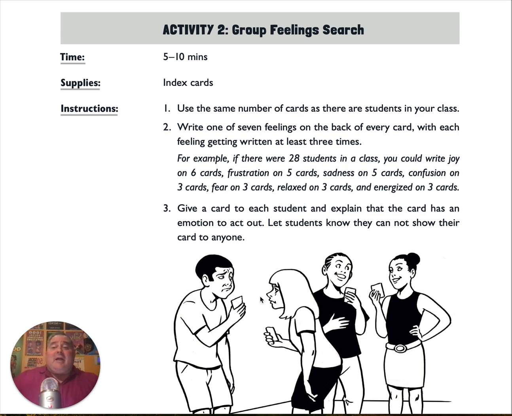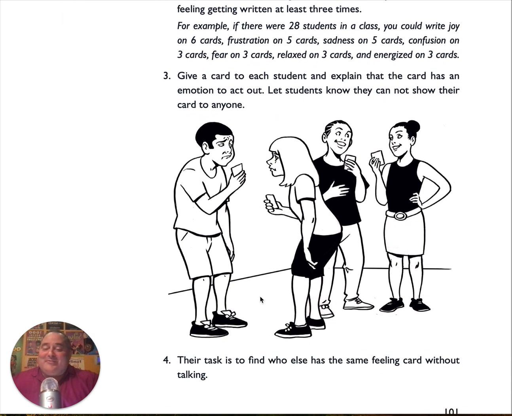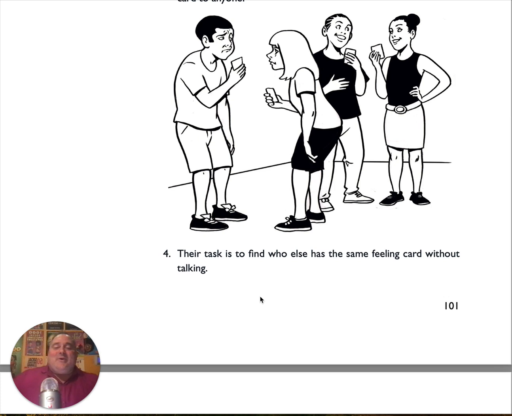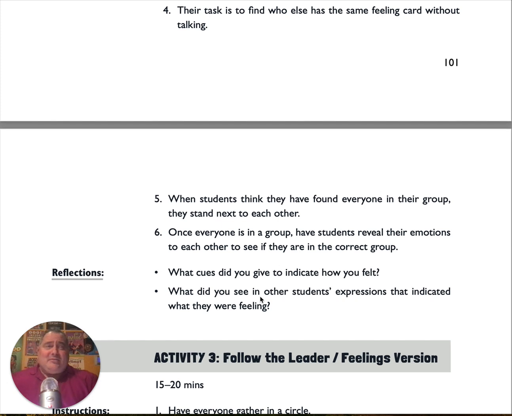And explain that the card has an emotion to act out. Don't show anybody else. Tell them. Let students know that they cannot show their card to anyone. Actually, they have to find other people who have similar feelings without talking. It's gonna be fun. Their task is to find someone else who has the same feeling card without talking. Tell them that. They go, all right. Usually they have to show it with their body. And it's a good chance to just practice feelings.